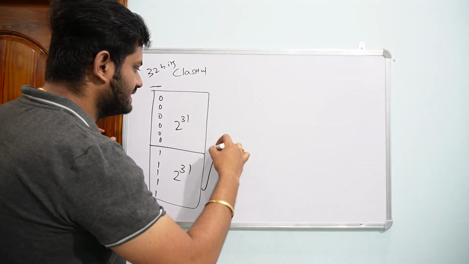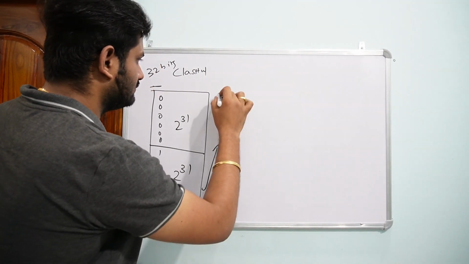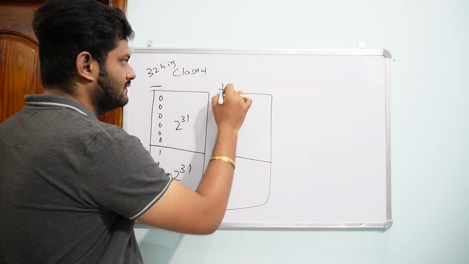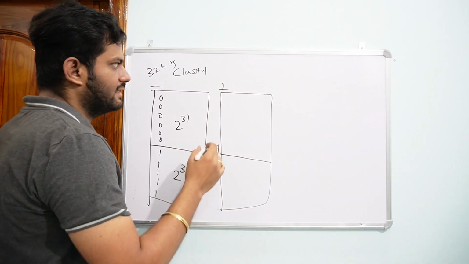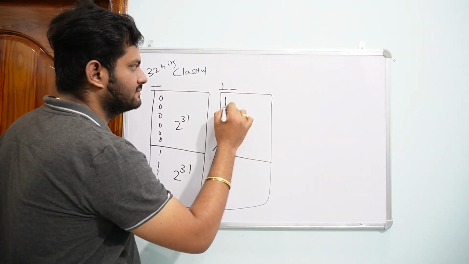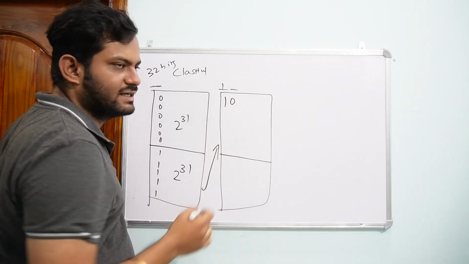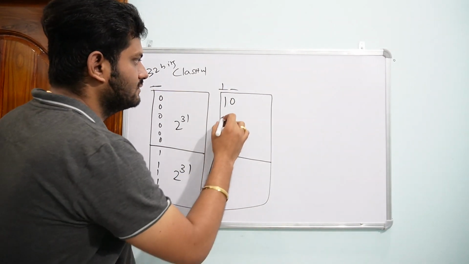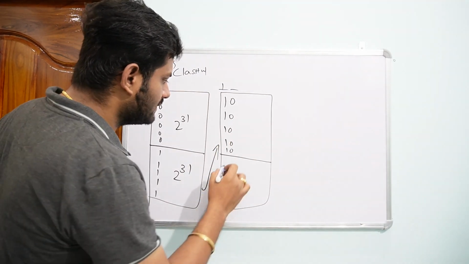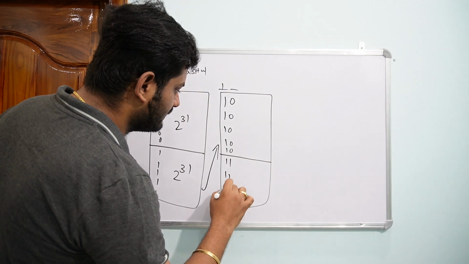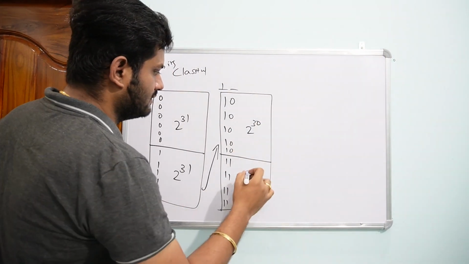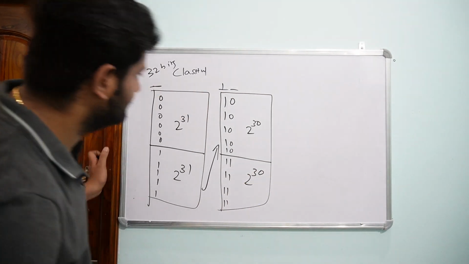Now if we take this here, you have the first bit as 1, and if you also select the second bit, then you divide this IP address into 2 parts. Since the first bit is already fixed, you are just selecting the second bit, so this part will have all the 10s and this part will have all the 11s. So this will be 2 power 30, 2 power 30.